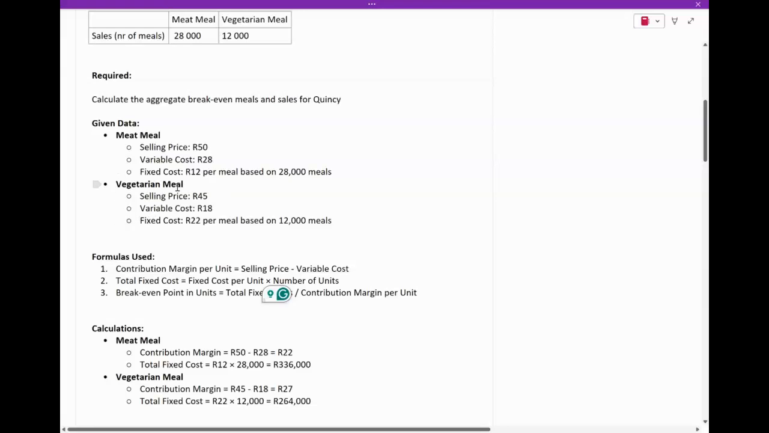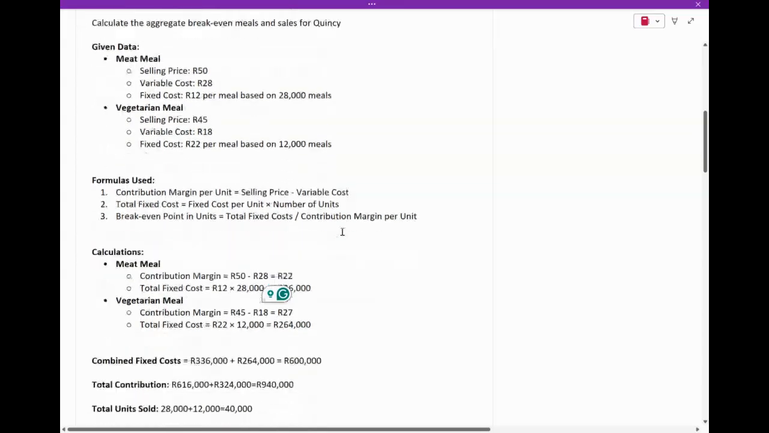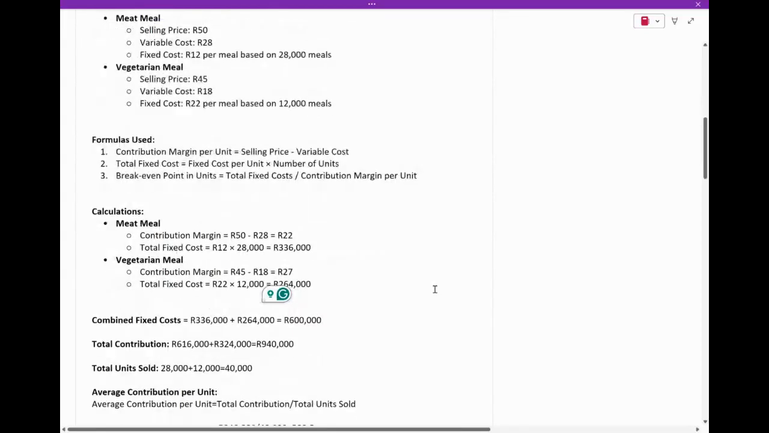And then obviously for your vegetarian meals, they gave us the same, but your fixed cost there is 22 Rand per meal based on 12,000 meals. So in order to get our total fixed cost, we obviously need to multiply our number of meals times the fixed cost per unit, or per meal in this particular case. Here you can see we did exactly that, right after calculating our contribution margin per unit.